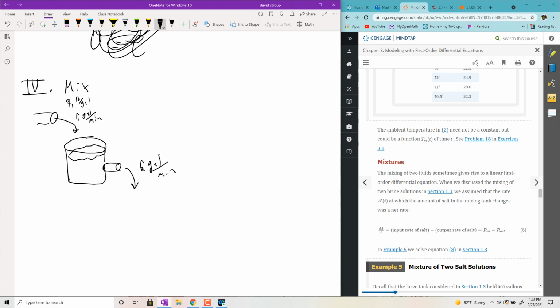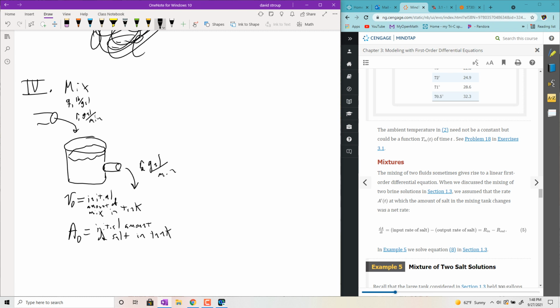And then they usually tell you an initial amount of liquid in the tank. So initial amount of mix in tank. They'll tell you how much salt is originally in the tank. Initial amount of salt in tank.